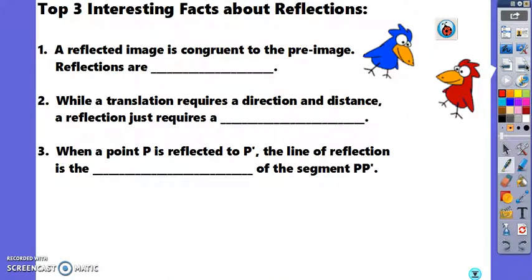All right. Flip that paper over. We've got some interesting facts about reflections. The reflected image is congruent to the pre-image. We call that an isometry. Write that down. Isometry.